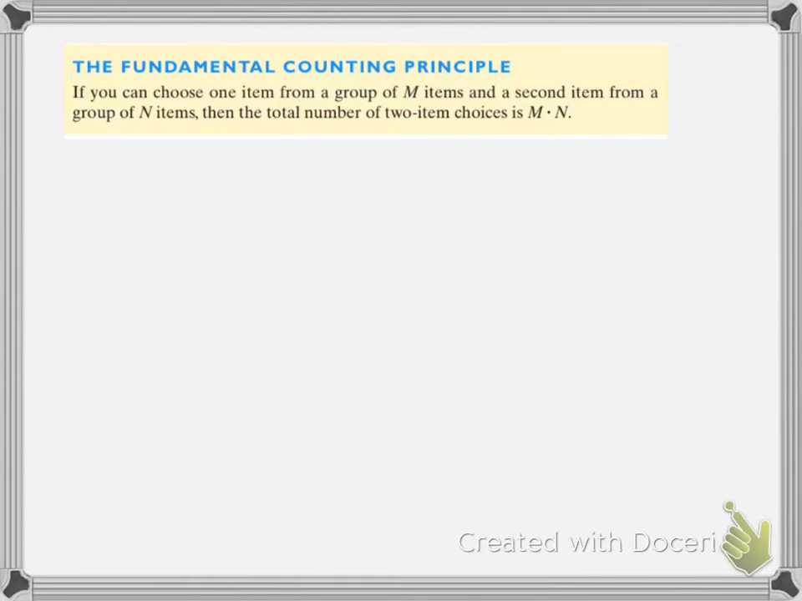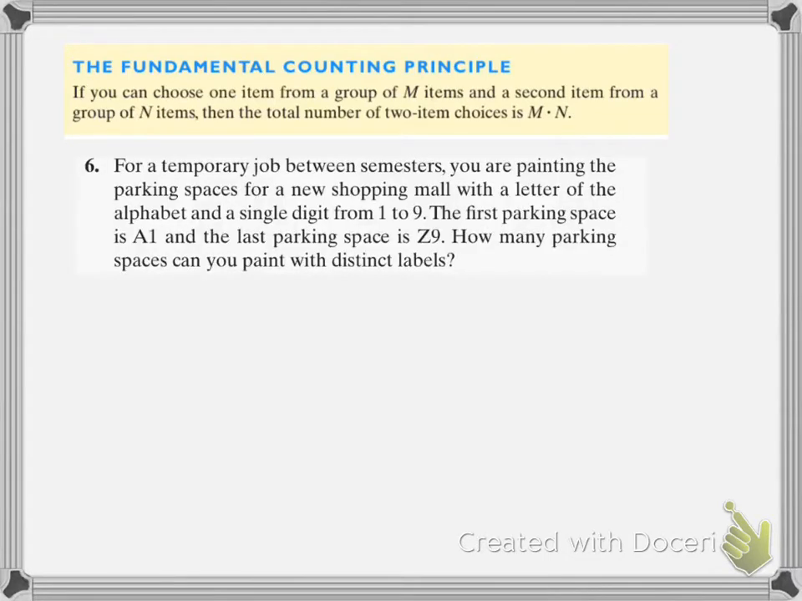And now let's just do a couple examples. This is all there is to this section, so let's do some examples and get used to this. Okay, so let's do this problem. For a temporary job between semesters, you are painting the parking spaces for a new shopping mall with a letter of the alphabet and a single digit from 1 to 9. The first parking spot is A1 and the last parking spot is Z9. How many spaces can you paint with distinct labels?